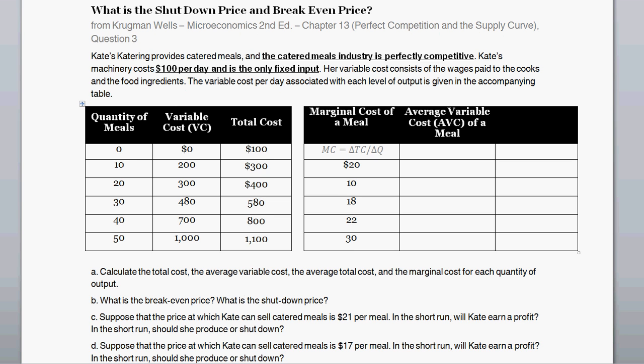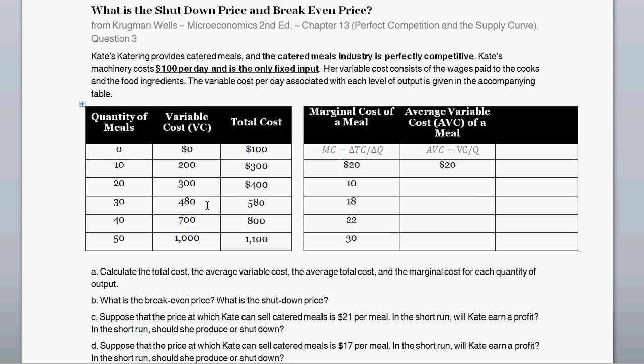Okay, next we need to calculate the average variable cost of a meal. So what's the formula for average variable cost? It's equal to variable cost, which we have in this column over here, divided by quantity, which we have in this column over here. So this first average cost, we'll be dividing by zero meals, so that's going to give us not a real number. So the first column with zero meals produced is going to just be blank, but we could calculate it for the second column. So what we're doing is the variable cost of 200 divided by 10 meals. So that tells us our average variable cost is going to be $20, right? It's just 200 divided by 10.